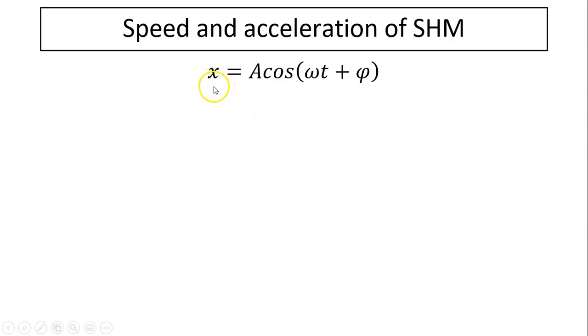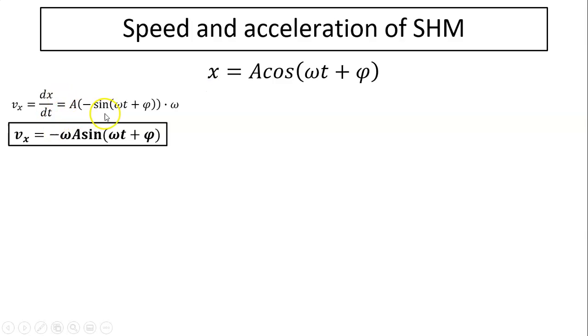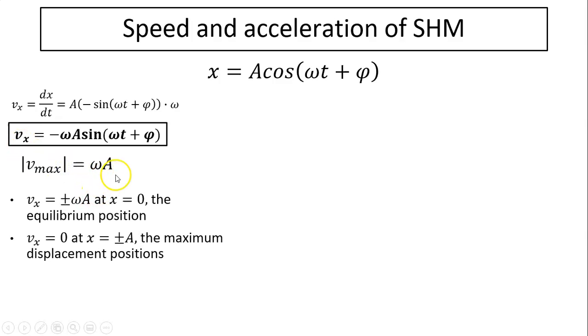Velocity is dx over dt. It's a simple derivative. The derivative of cosine is negative sine. Remember, here it's omega t, so you have to use the chain rule to get omega. So Vx equals negative omega A sine of omega t plus phi. This tells you the maximum value of Vx is omega A.